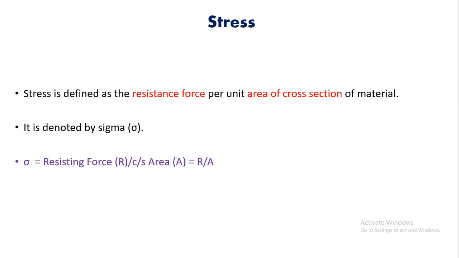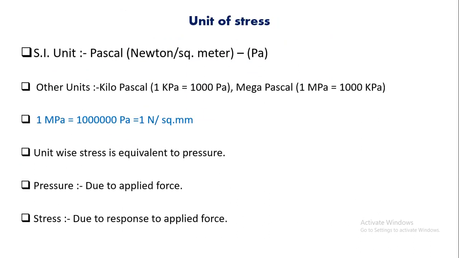So stress is the reactive force acting per unit area of the material, and it is generally denoted by sigma, where sigma is equal to the resisting force R upon the cross section area A, or sigma equals R by A. Unit wise, stress is represented in Pascal, that is Newton per square meter, and the other units being kilopascal, in which 1 kilopascal is 1000 Pascal, and megapascal, 1 megapascal being 1000 kilopascal.